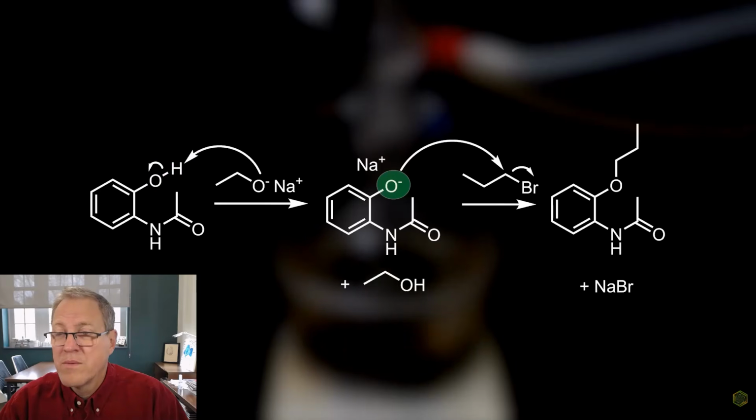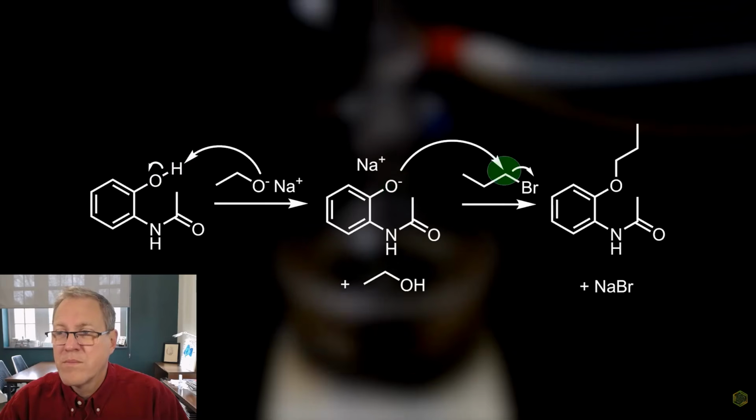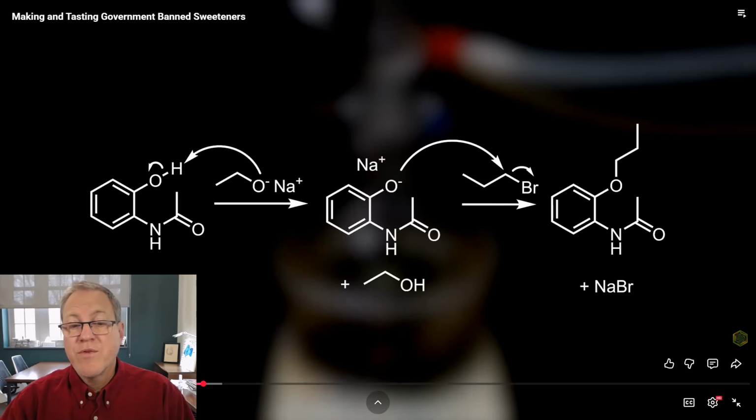The resulting phenoxide ion is a strong nucleophile and attacks the carbon of 1-bromopropane adjacent to the bromine. The reason this is possible is because of the difference in electronegativity between carbon and bromine. This makes the bond polarized, meaning that on average, the electrons are leaning more towards the electronegative atom, in this case the bromine. This leaves the carbon with a partial positive charge and opens it up for attack by a nucleophile. This results in the bromine getting kicked off. In the end, we are left with the product, 2-propoxy acetanilide, and sodium bromide.